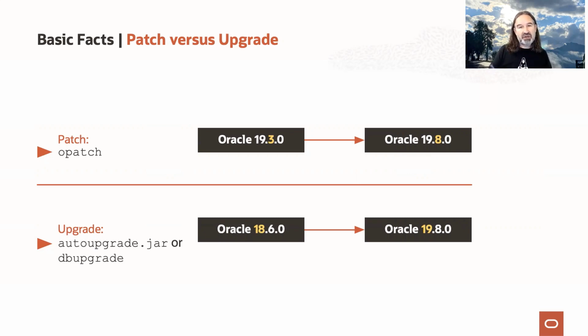And a patch binary will always be applied with opatch. Whereas when we do an upgrade, we change the first number of the release. So for instance, when we go from 18 to 19, that is an upgrade. And this is happening either via AutoUpgrade or via DBUA, the packaged tool on the command line.